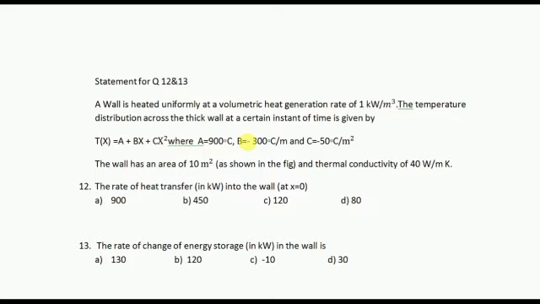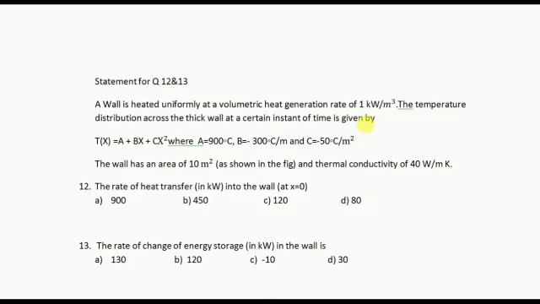kilowatt per meter cube. That is not Kelvin. Heat generation Qg, you know the unit is watt per meter cube. Here they have given K, which means it is kilo, not Kelvin. So you know that it is 1 kilowatt per meter cube. Now the temperature distribution across the thick wall at a certain instant of time is given. Very, very important thing you have to focus on.